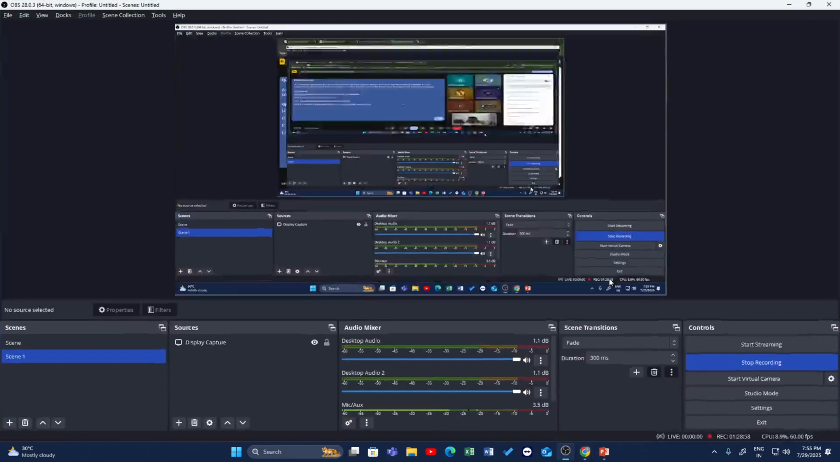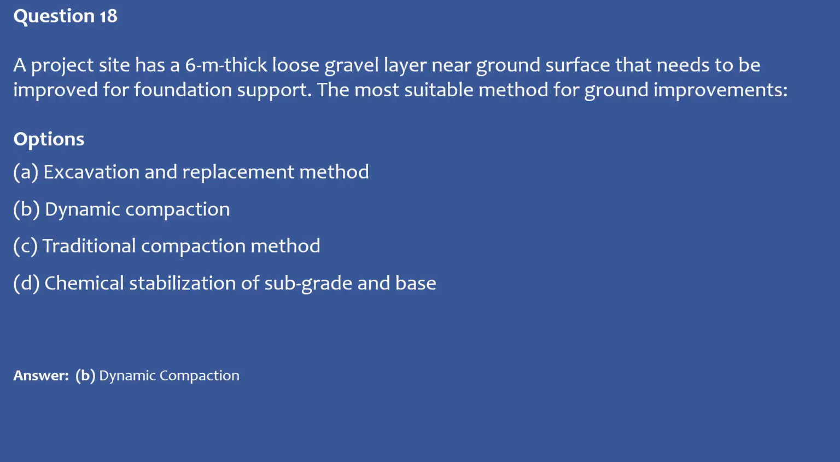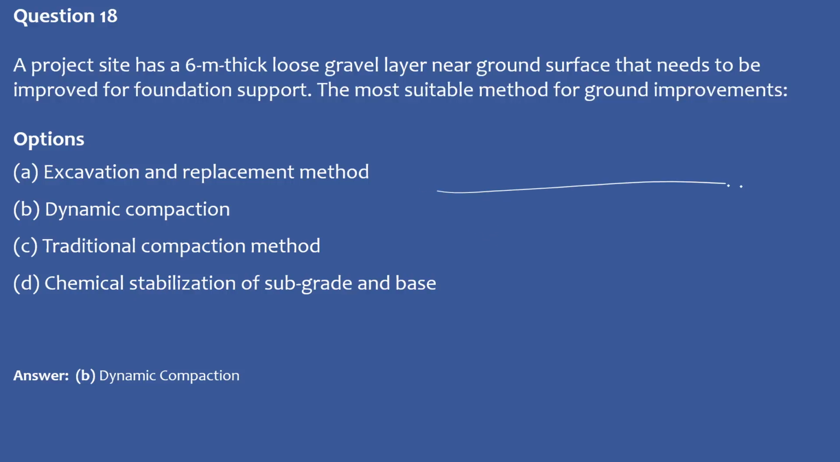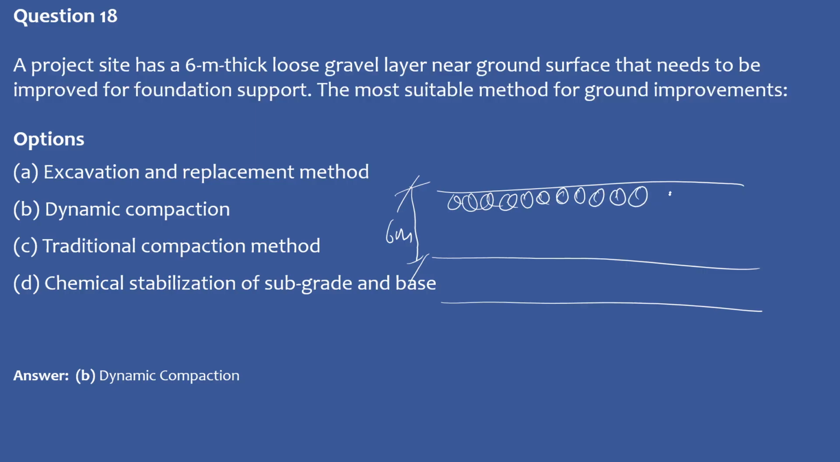Yeah, so let's check the answer. Among all those options which you have seen, the most suitable option which can be utilized is the dynamic compaction. So your ground basically is having a 6-meter thick gravel layer.